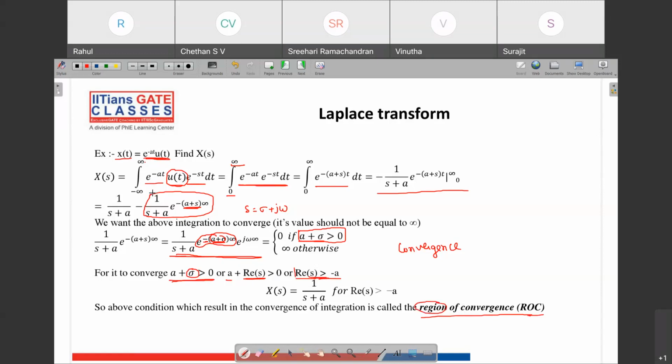At last, this expression that you see here will become 0, and you will be left with this term, which is 1 by s plus a. So the Laplace transform of this x(t), which is e to the power minus at u(t), will be equal to 1 by s plus a, given that the real part of s is greater than minus a. This real part of s greater than minus a is what we call the region of convergence. Does anyone have any doubt? Let me go to the next slide then.